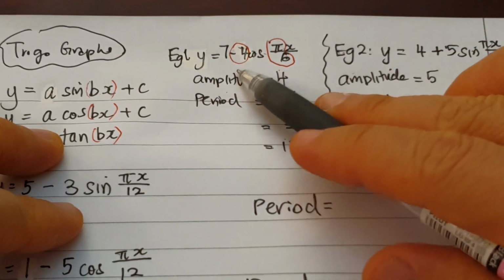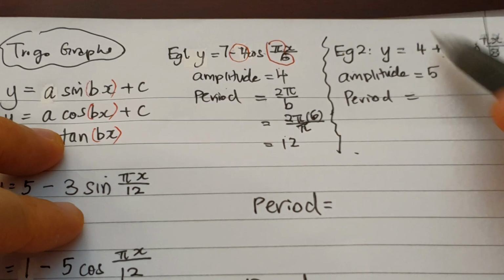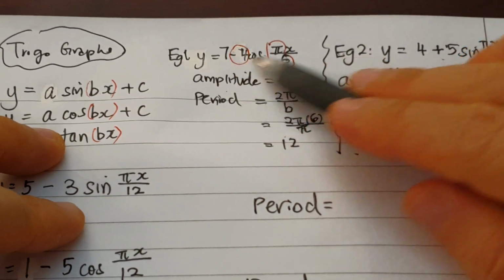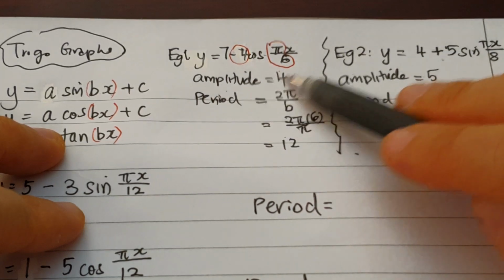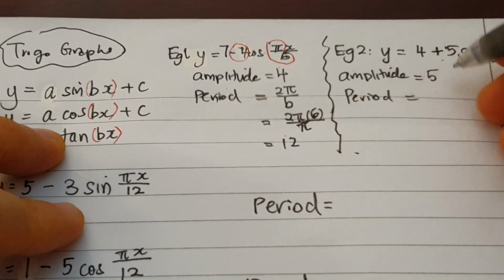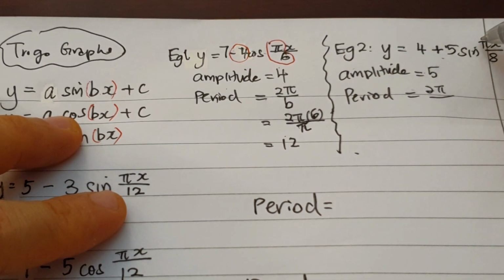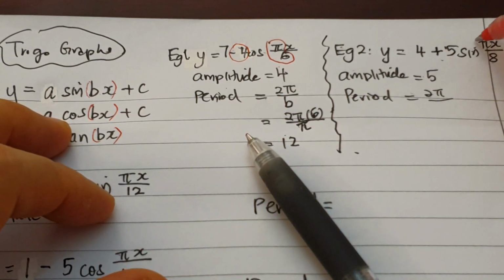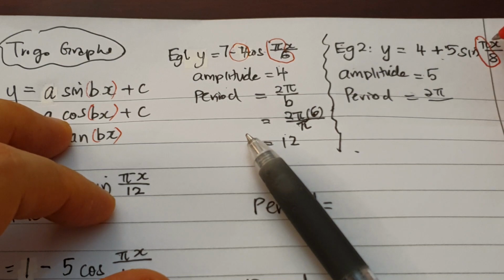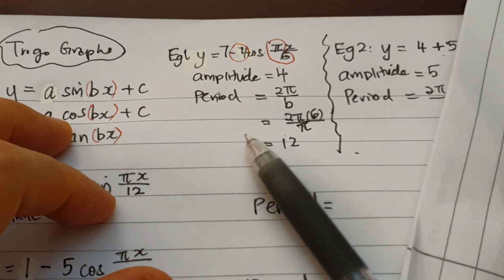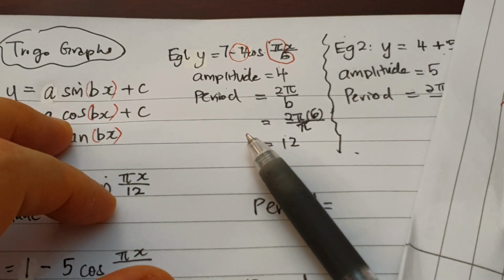So I want to repeat again, whether negative or positive coefficient here, the number in front of the sine or cosine is your amplitude. Always a positive value. Next, we calculate the period for this. It is 2 pi over b. And what's the b here? The b is the number that's in front of x, and the number that's in front of x is pi over 8, because it's actually pi over 8 times x.